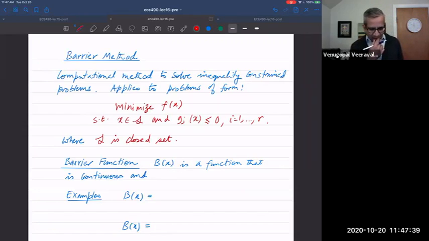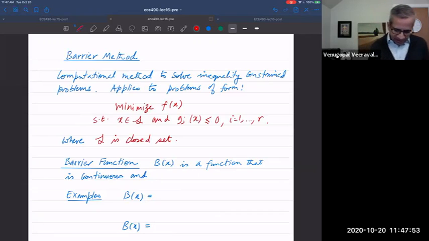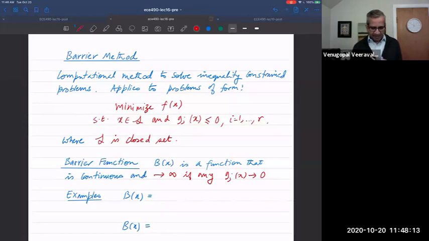So why does this work for inequality constraints? That's because what we're going to do is deal with the inequality constraints through what's called a barrier function. A barrier function is continuous, and it goes to infinity if any of the Gjs goes to 0. So if any of the Gjs goes to 0, the barrier function blows up to infinity. Okay, so why might that be useful?